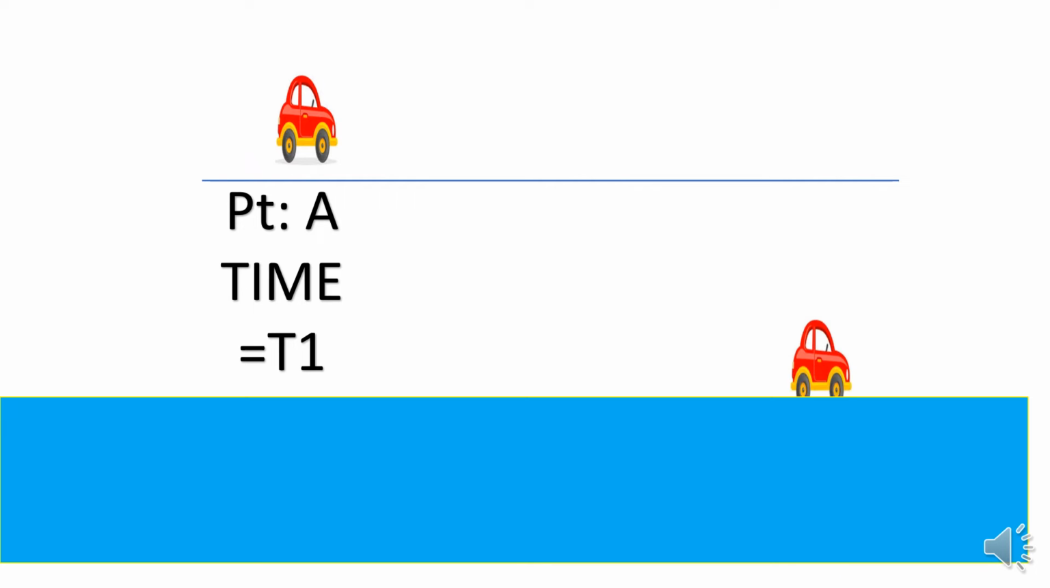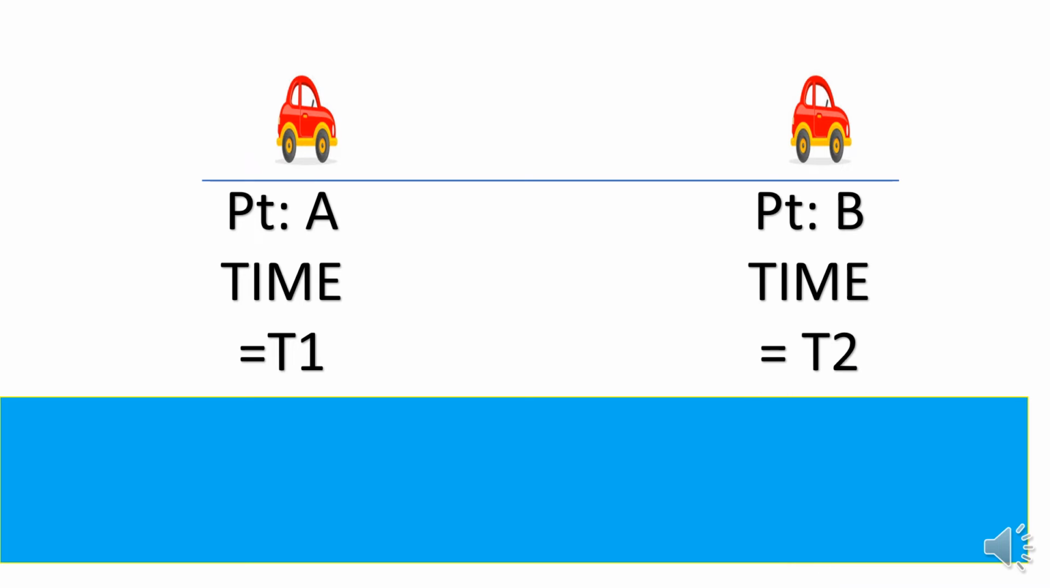Now, suppose a car is moving in the direction of the x-axis. This is the horizontal axis, the car is moving, and this is point A. The car starts at point A at time t1. T1 is the time at point A. Now the car moves to point B in time t2.